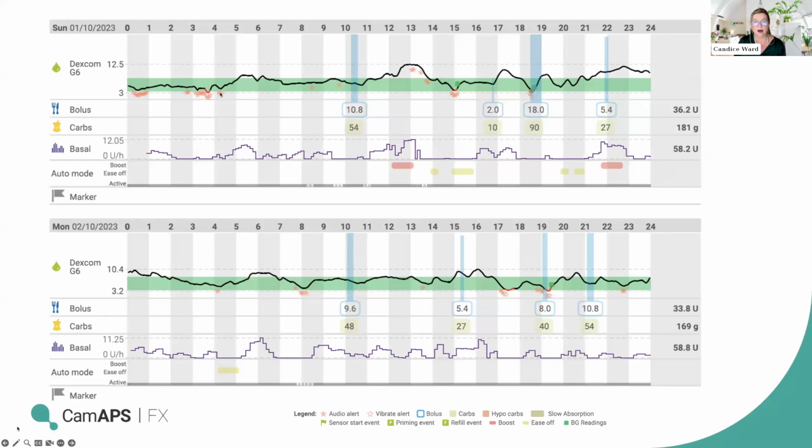You can see the alarm burden with the sensor data. Here's a breakfast bolus. The bar is bigger depending on the size of the bolus. Here's a smaller bolus and the other meals. This is Boost used here, Ease-off used down over here. And you can see she's had a huge amount of hypo alarm burden.